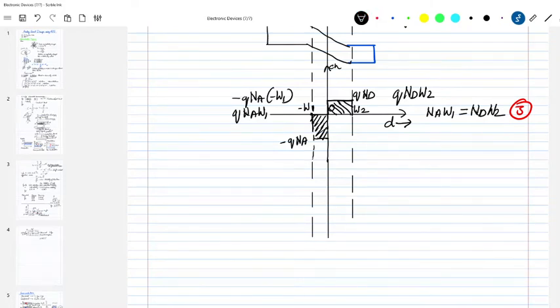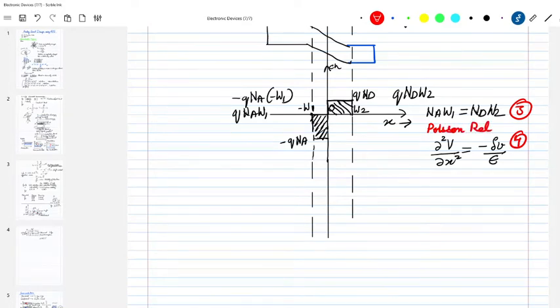That is del 2V by del x squared. So this distance I am considering as x, so that you don't get confused. Del 2V by del x squared is equal to minus rho v over epsilon. This is called Poisson's relation. Okay, Poisson. So this is called Poisson's relation.